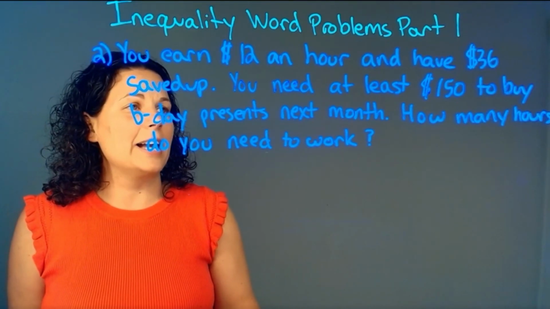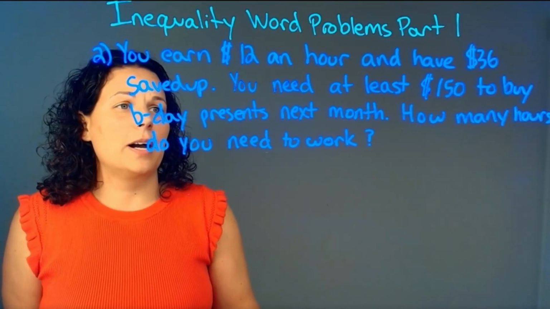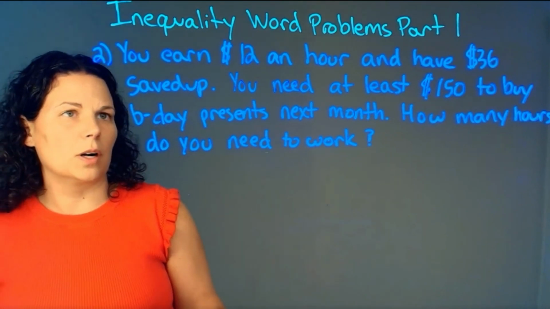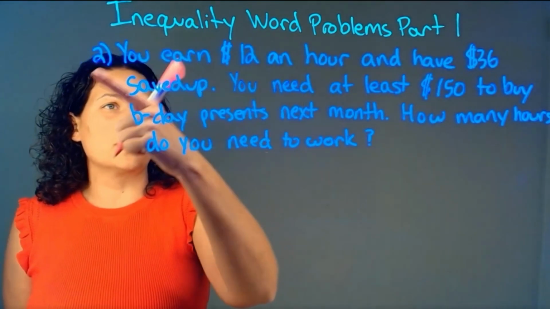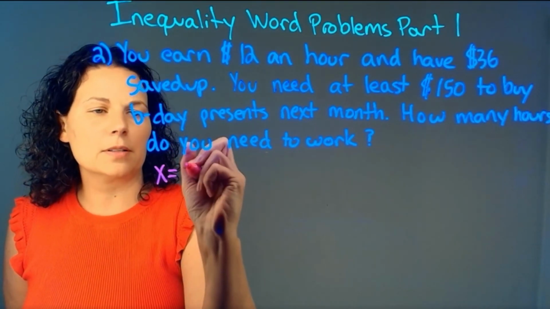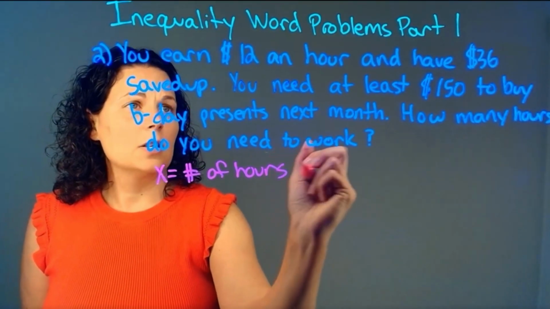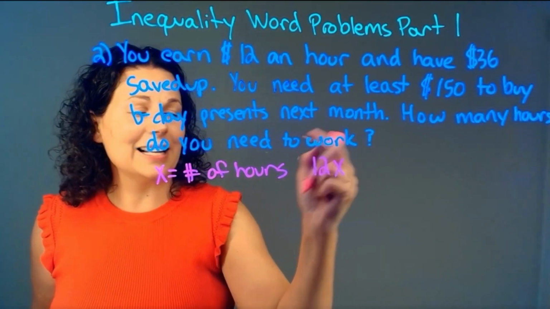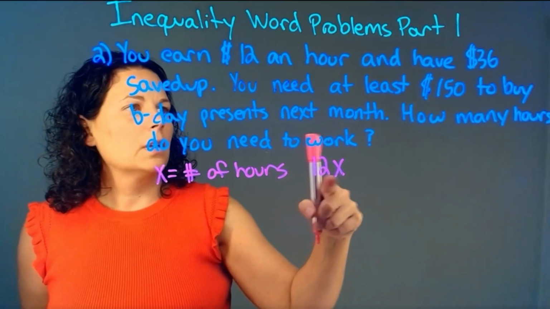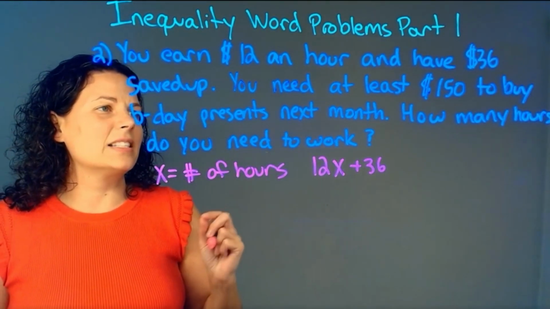You earn $12 an hour and have $36 already saved up. You need at least $150 to buy some B-Day presents for next month. Busy month. How many hours do you need to work? Okay, so let's figure out just this first part. $12 an hour and you have 36. So I'm going to say X is my number of hours, because I don't know how many hours I'm working, right? So 12 times X, that tells me how much money. It's how much times how many. Plus we already have 36. And we need to save at least $150.